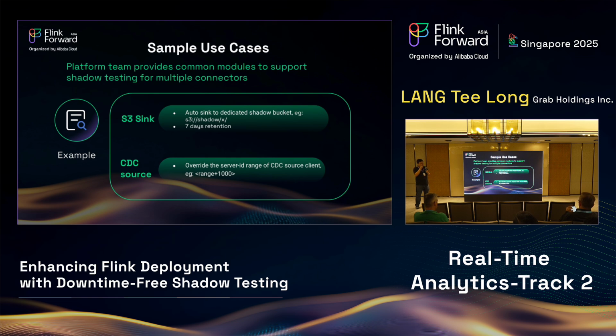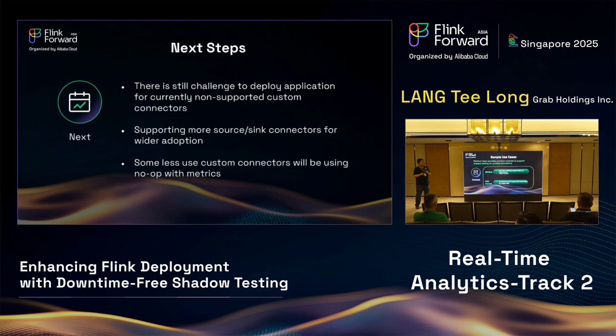And for the CDC source, we can override the server ID range for the CDC source connector. For example, say the existing server ID range that we use is from 1,000 to 1,999. We can just increment the shadow server ID range by 1,000. By doing this, we make sure that the shadow pipeline has its own unique range of DB clients, so it can read the binlog and process successfully from the source DB.